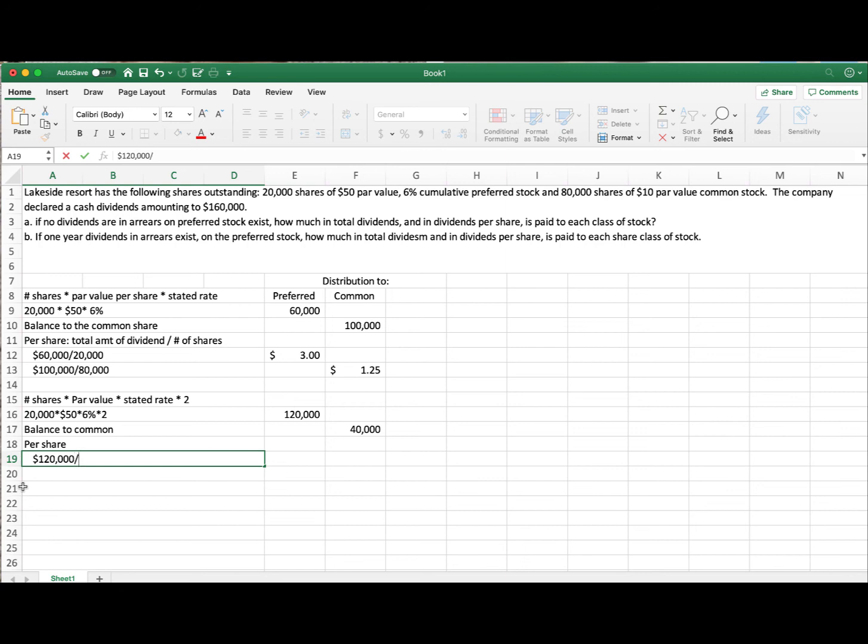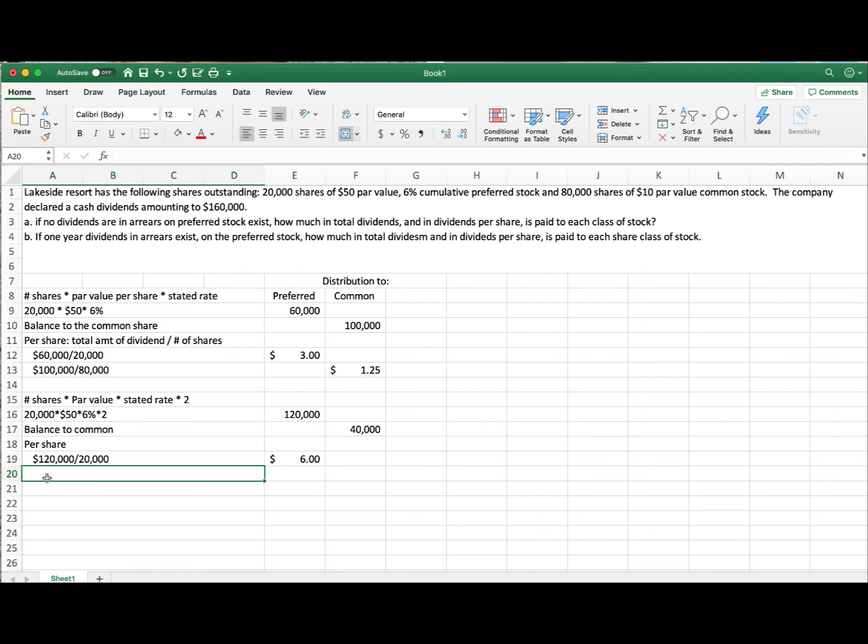I need to divide that by the number of shares outstanding. Well, we're talking about preferred shares. I have 20,000 shares outstanding. That means my dividend per share for preferred shareholders is the dividend of $120,000 divided by the number of shares outstanding, 20,000. These guys now get $6 per share. I need to do the same thing for the common shareholders, right?